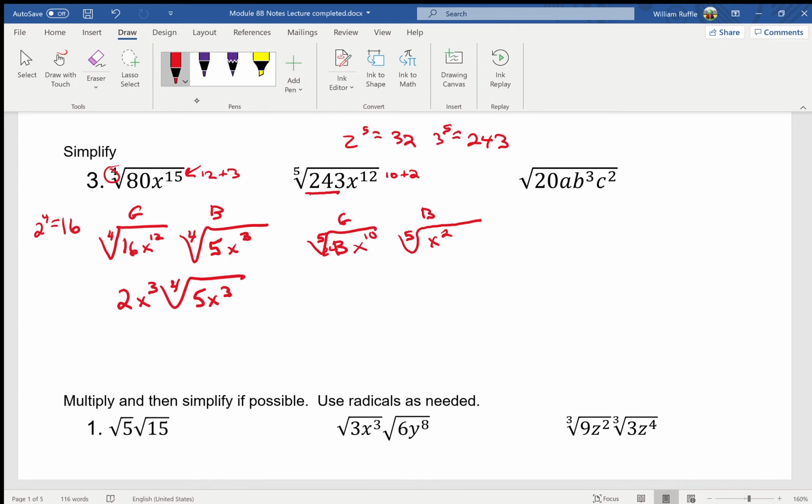Okay, so let me draw this a little nicer in here. This is 243 under here, because 243 is a perfect fifth. The fifth root of 243 is x. 10 divided by 5 is x squared. And then the bad guy just stays in here.